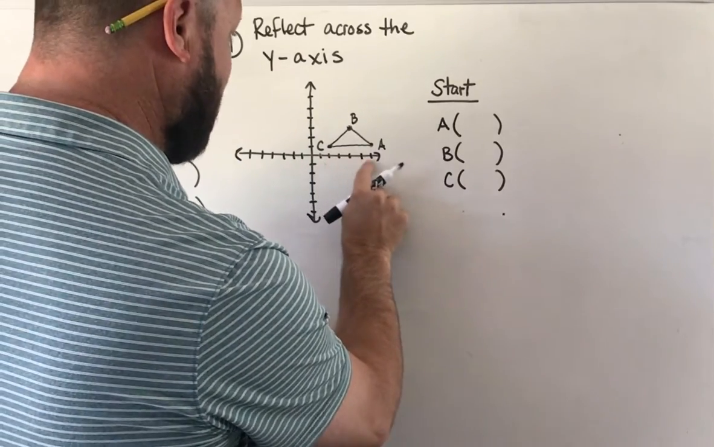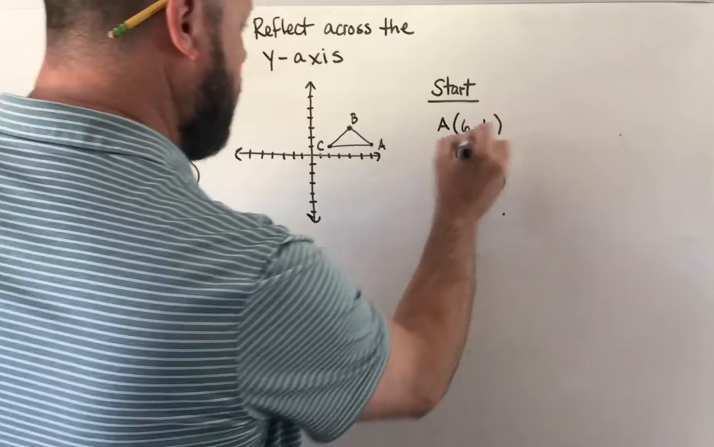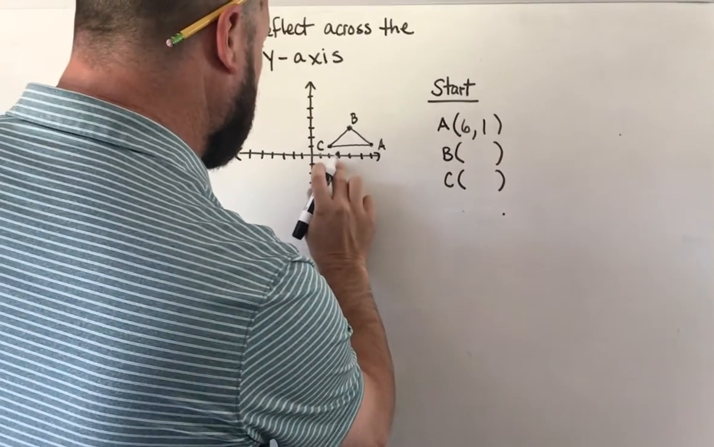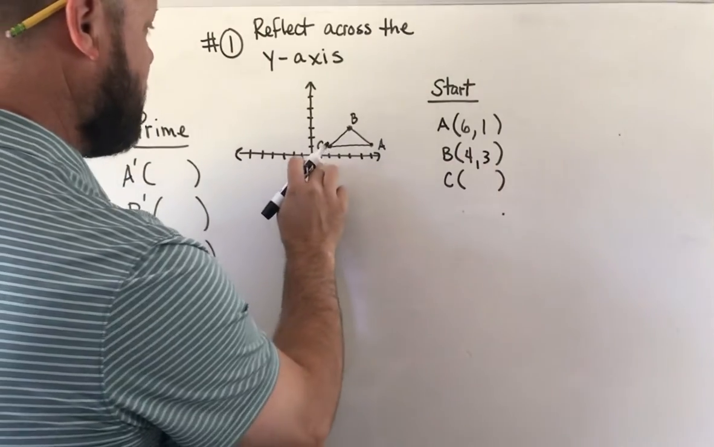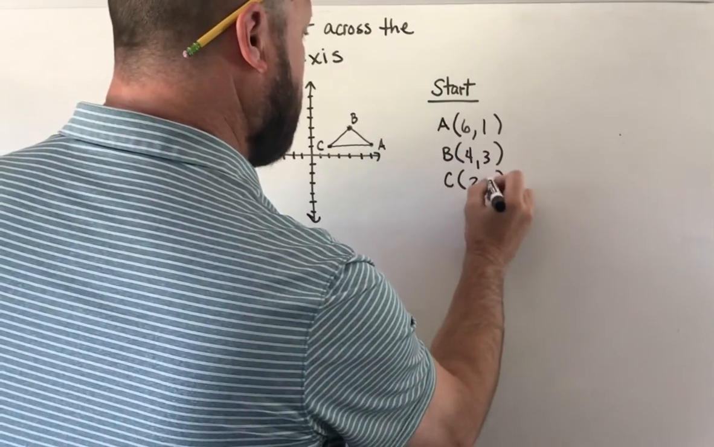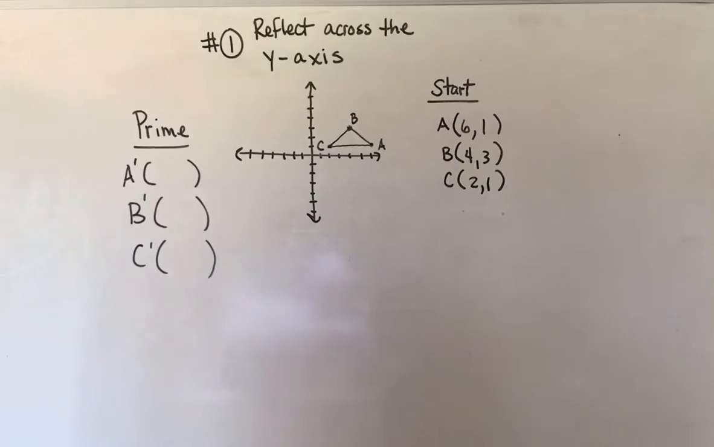A is over 6, up 1. B is over 4, up 3. And C is over 2, up 1. So you have all the information you need.